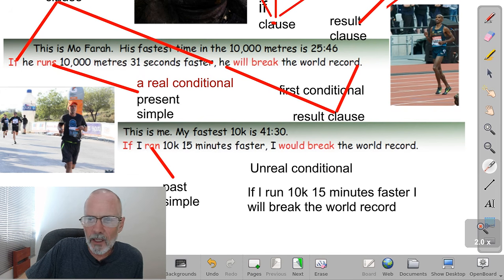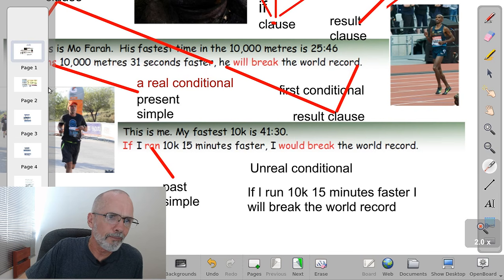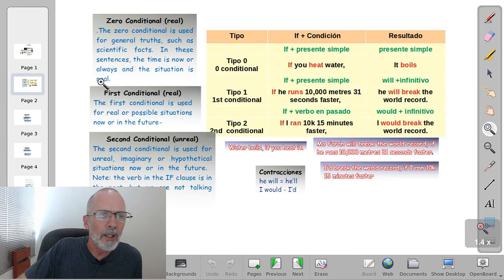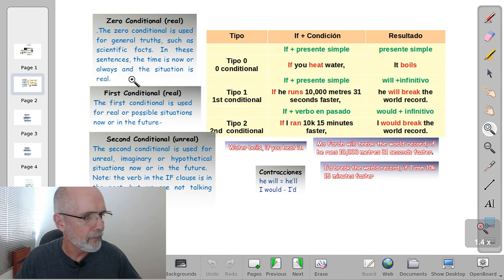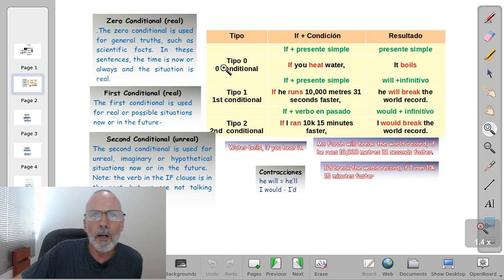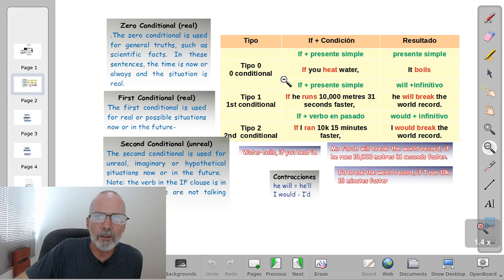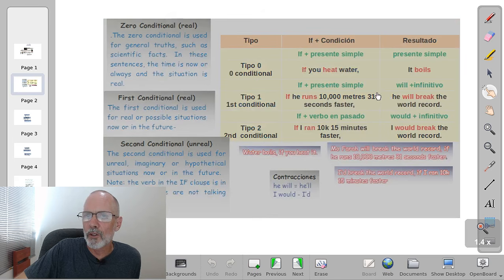So let's go to the next page. And here I have the structure of these conditionals written down. Plus we also have the rules. Where do we use these conditionals? So first of all, these are the three conditionals that we saw. First of all, we saw the zero conditional. Let's move that because it's too big now. The zero conditional.